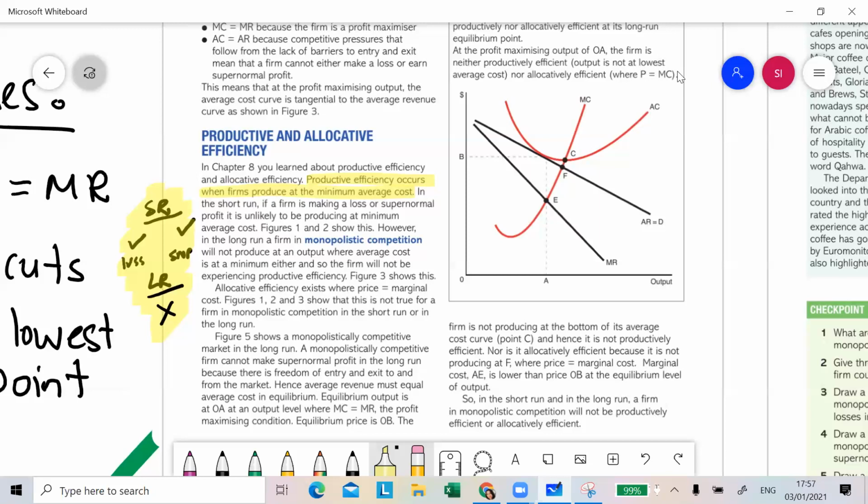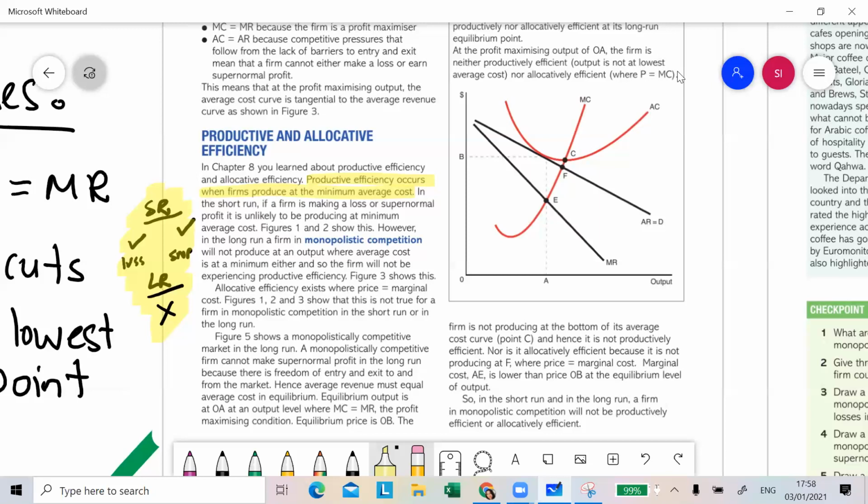Nor is it allocatively efficient, because it is not producing at F, where price equals marginal cost. Price should be equal to marginal cost. It's not the point it is producing, right? Marginal cost AE is lower than 0B.